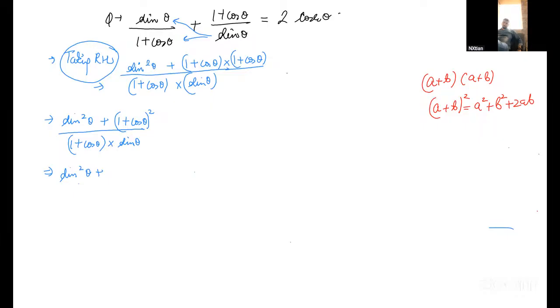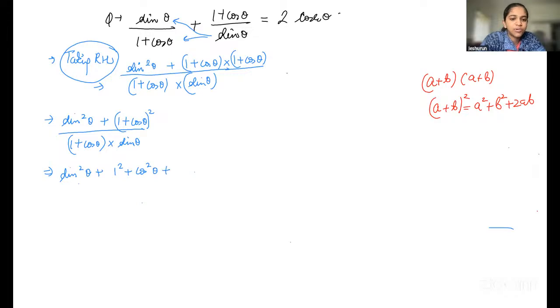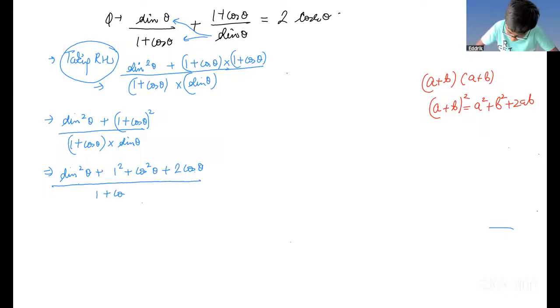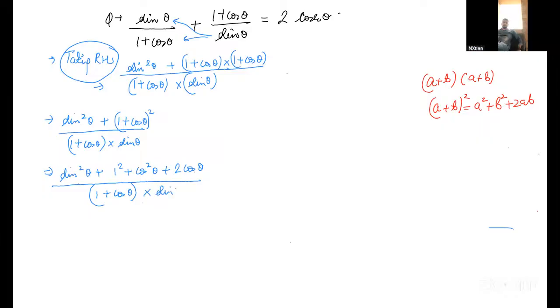See, if this is in the form of a plus b whole square, what is the identity for that? A square plus b square plus 2ab. A is equal to 1, b is equal to cos theta. So what will it become? 1 square plus cos square theta plus 2 into cos theta. Correct. No problem in that. Very good. Did you understand? Yes or no?